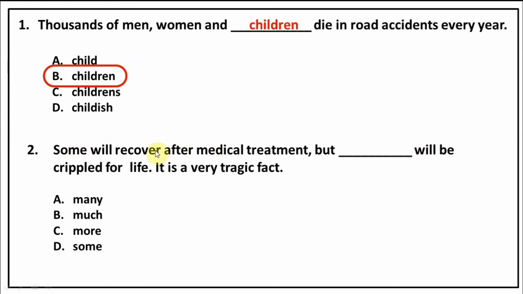This part tells us which option is correct. This is a tragic fact. It means that many people are crippled for life. It is not some. If this part was not here, then we could use some. Some will recover after medical treatment, but some will be crippled for life. You could use some, but here the best option and the correct option is many, because of this part of the sentence. So the correct option will be many. Some will recover after medical treatment, but many will be crippled for life. It is a very tragic fact.